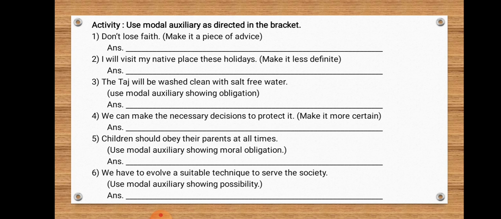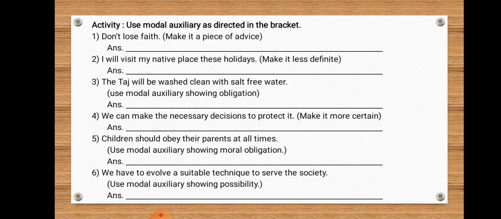"The Taj will be washed clean with salt-free water." Use a modal auxiliary showing obligation. So here we are going to use must instead of will. Remember that you are replacing a modal auxiliary with another auxiliary. So here will is replaced by must: "The Taj must be washed clean with salt-free water."